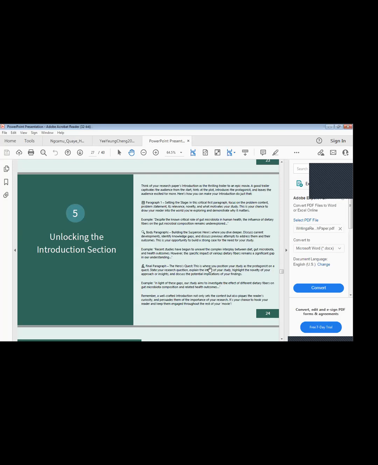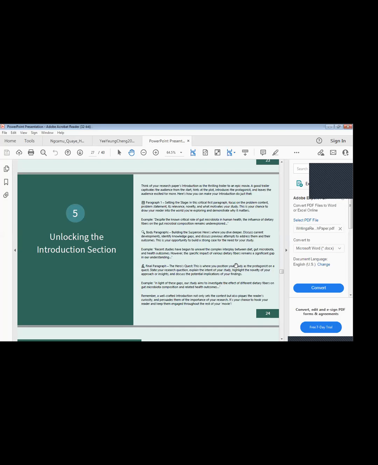Then, your reader is waiting for your study. A protagonist on a quest. State your research question, explain the intent of your study, highlight the novelty of your approach or insights, and discuss the potential implications of your findings.